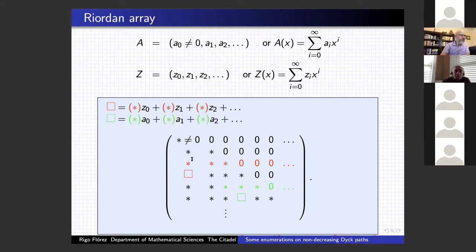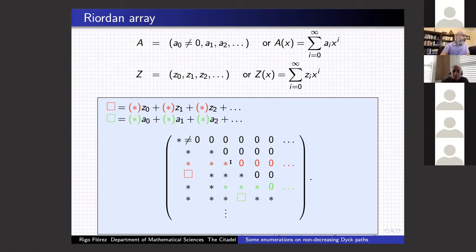So how is any entry here obtained? Let's suppose this square that I drew here. For this square, we are going to do a combination. If we want this square, we have to go one column before on the left. So we multiply this green times a zero, plus this green times a one, plus this green times a two. And because all of this is zero, we don't care about that part. You see this part, and we combine all of them and we obtain the square.